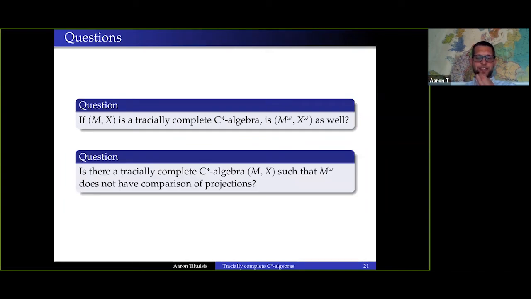But the last question: is there a tracially complete C-star algebra such that its ultrapower doesn't have comparison of projections? This one, I think, is an interesting research project.